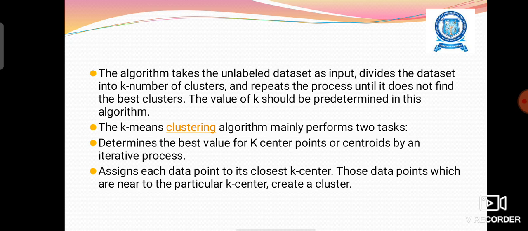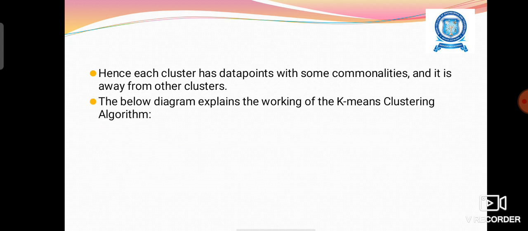This clustering algorithm will perform two tasks: determine the best value for k center points or centroids by an iterative process, and assign each data point to its closest centroid. A k center is otherwise called a centroid. Those data points which are near to a particular centroid create a cluster. Hence, each cluster has data points with some commonalities and is away from other clusters.